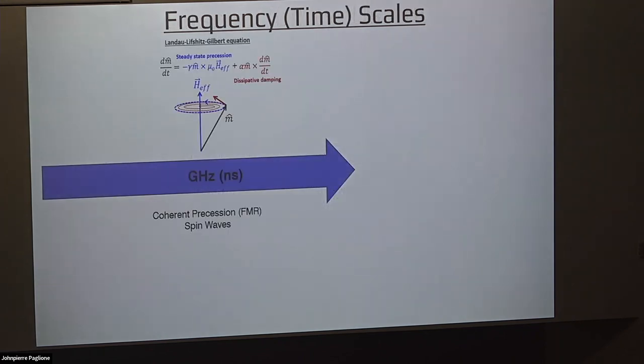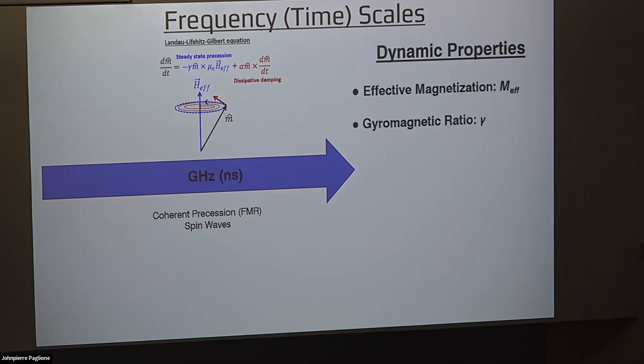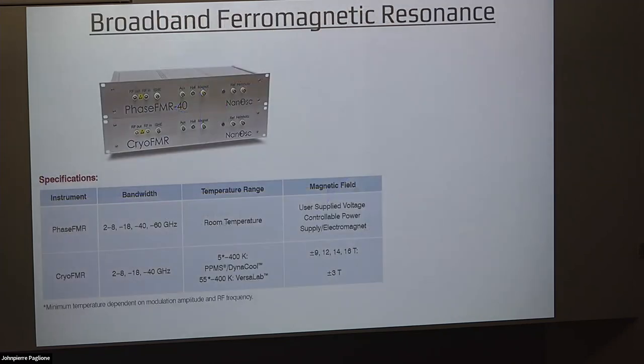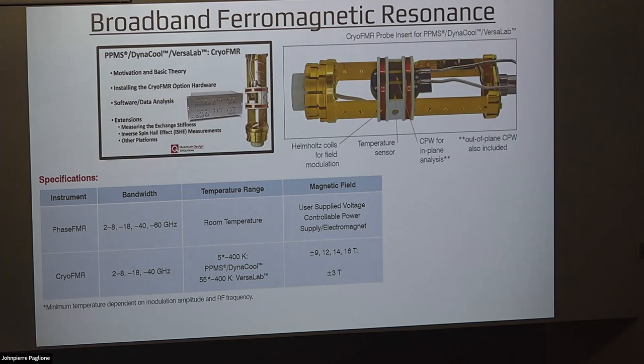All right, going up further in frequency. This isn't so much for this crowd, but I have to include it because I've got an outline to go through. Now we're entering a realm of coherent precession, things like FMR, ferromagnetic resonance, and spin waves, as we go up into the gigahertz or nanosecond range. We can study dynamic properties like the effective magnetization, gyromagnetic ratio, magnetic damping, inhomogeneous broadening, exchange stiffness, and something called the inverse spin Hall effect. Again, maybe not so much for this crowd, but we partnered with a company in Sweden that makes FMR spectrometers. They sell two variants: one for room temperature, where you bring your own electromagnet and power supply, and ones that work with the entire suite of PPMS product lines, the standard PPMS, Dynacool, and VersaLab, and their respective temperature and field ranges. We have a special probe that allows you to study ferromagnetic resonance, primarily of thin magnetic films, ferromagnets in general.